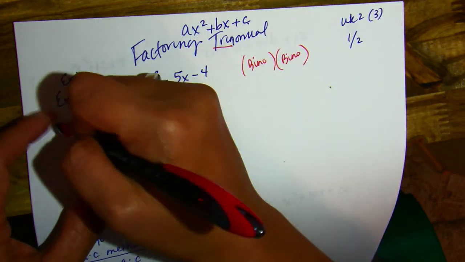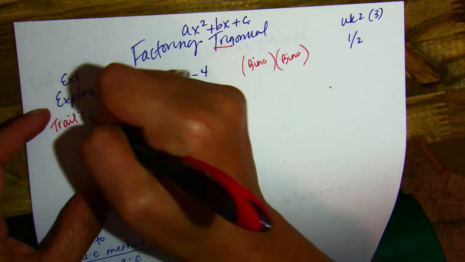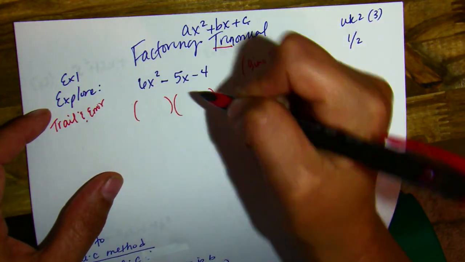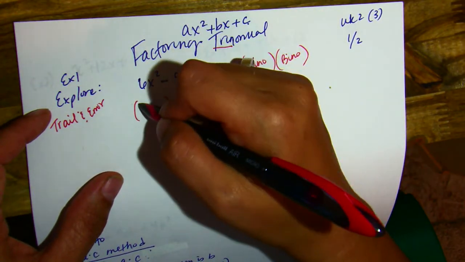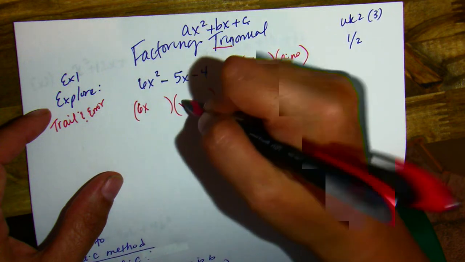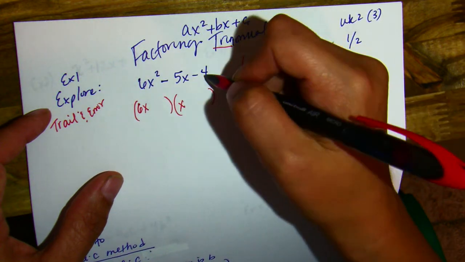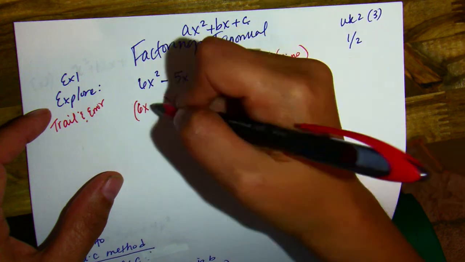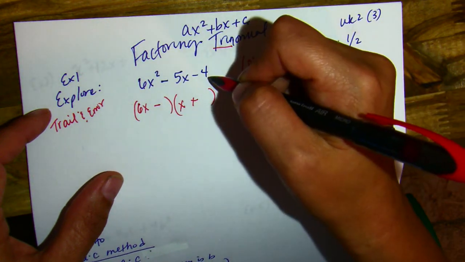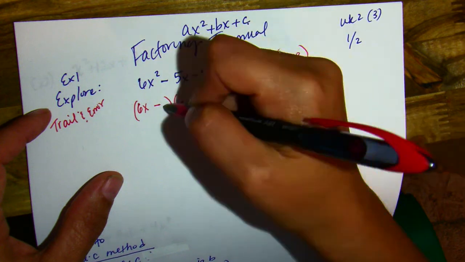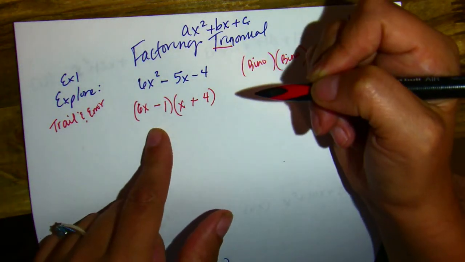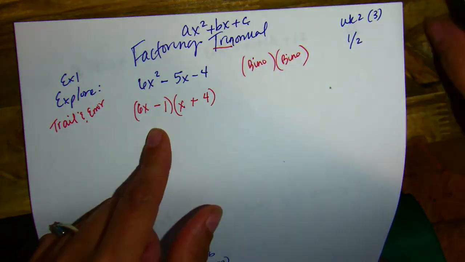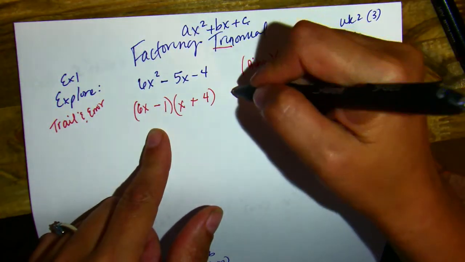So this is called trial and error, right? The only thing you can really go on here is you're going to say, well, it must have been something like 6x and 1x, that would give me x squared. And we know to get negative 4, it must have been a positive and a negative, and 4 could be 4 and 1. So then you're left with saying, well, what do I do with this? And you would ultimately have to check.